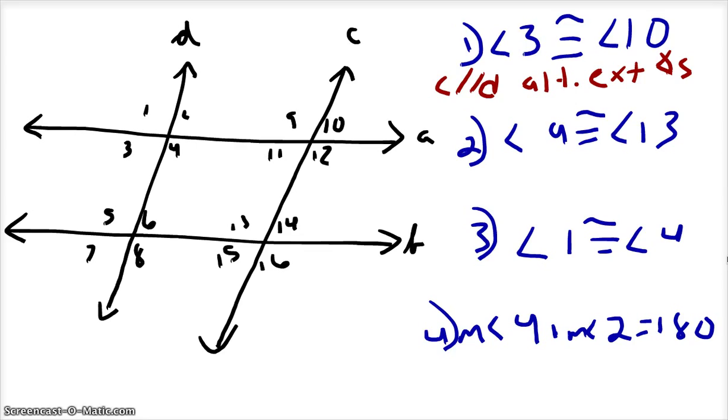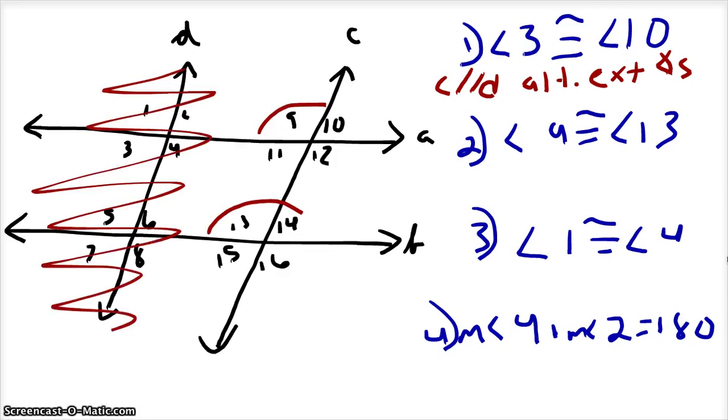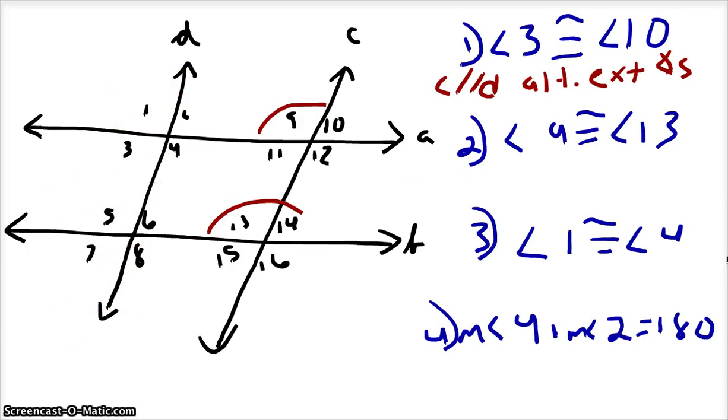Okay? Let's look at the next one. We have 9 and 13. 9 is congruent to 13, which means I'm not looking at this side. And 9 and 13 are what kind of angles? Hopefully you said corresponding. And that would mean that A is parallel to B. So I actually need to erase that. So A is parallel to B and it's because of corresponding angles.